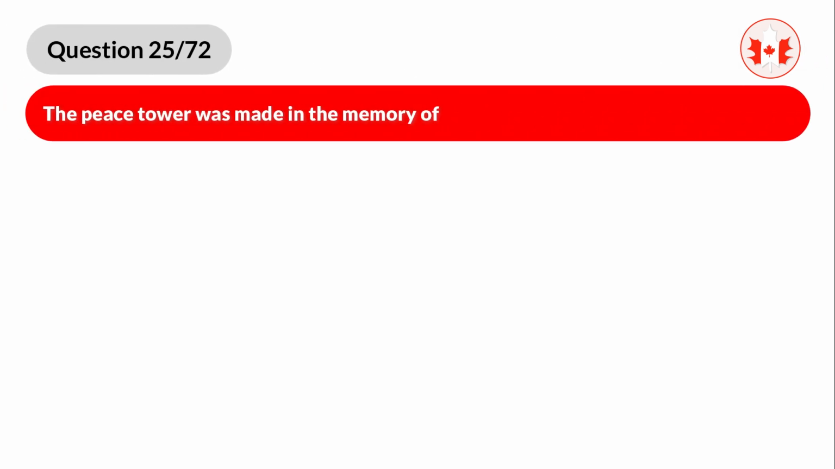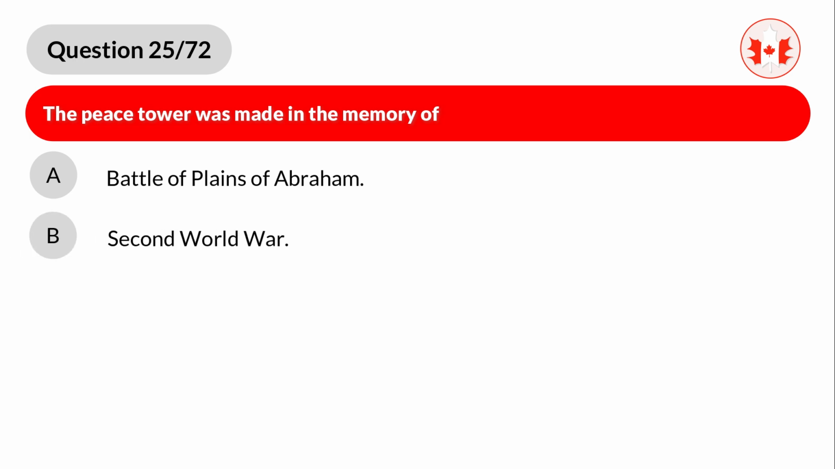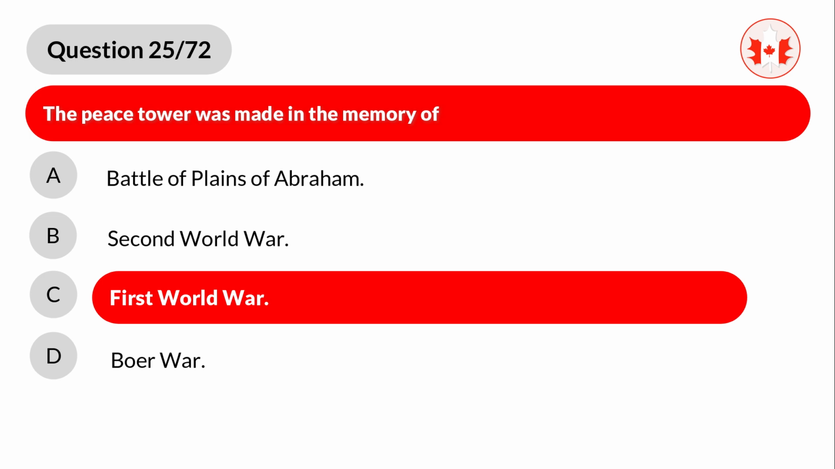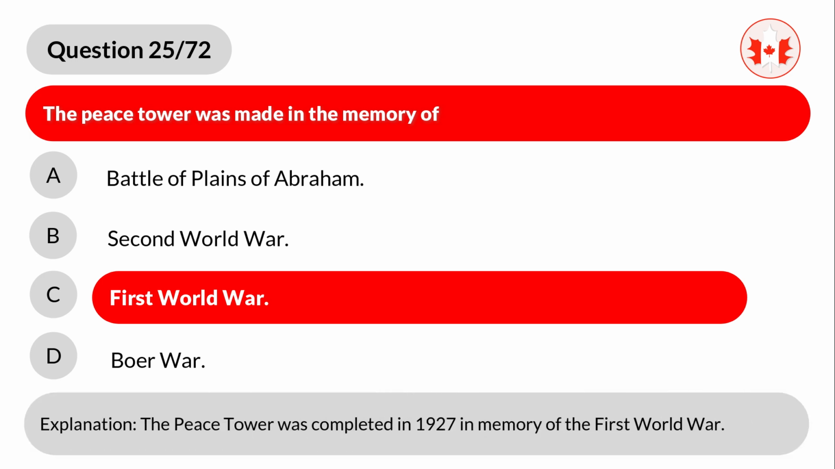Question 25. The Peace Tower was made in the memory of A. Battle of Plains of Abraham. B. Second World War. C. First World War. D. Boer War. The correct answer is C. First World War. Explanation: the Peace Tower was completed in 1927 in memory of the First World War.